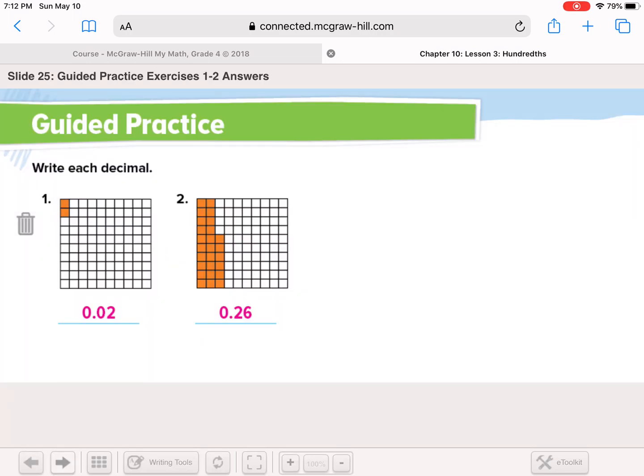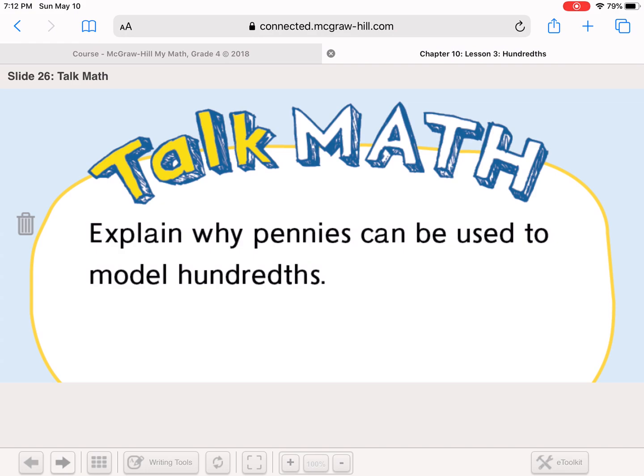Explain why pennies can be used to model hundredths. Because hundredths is 1 out of 100 and pennies are 1 out of 100.